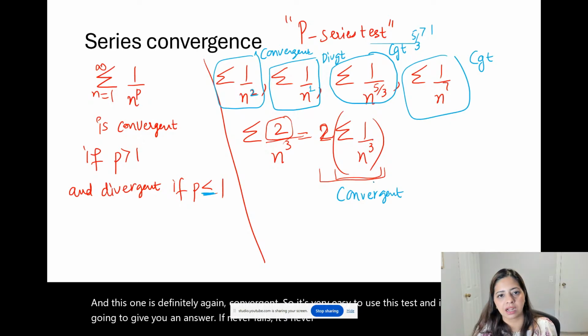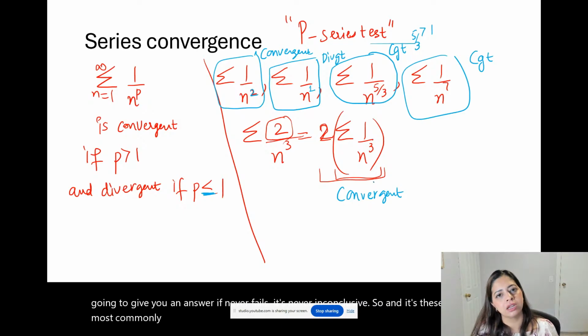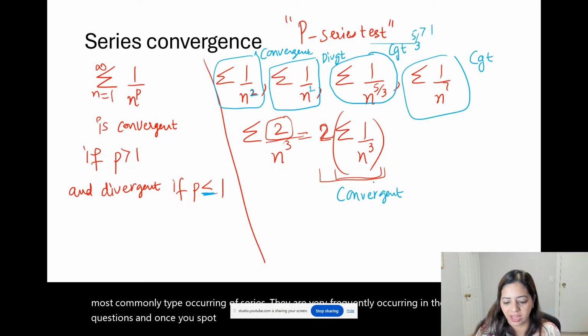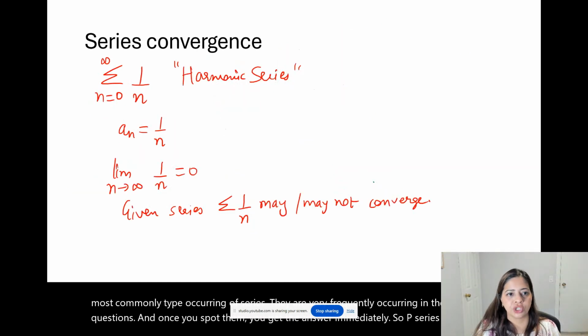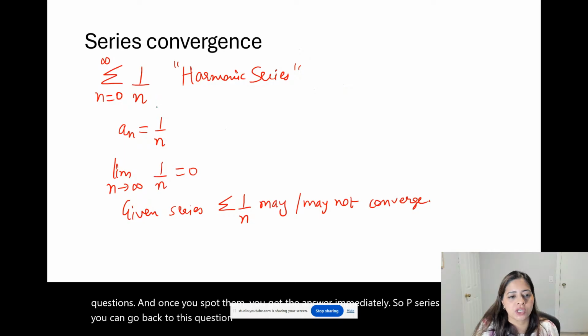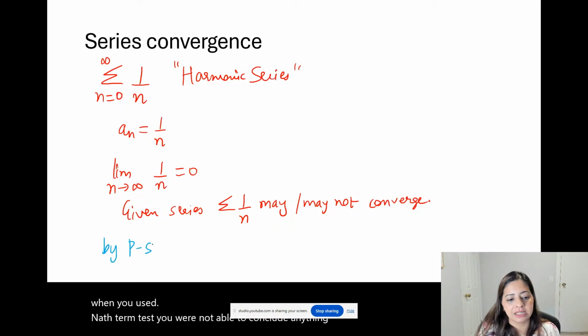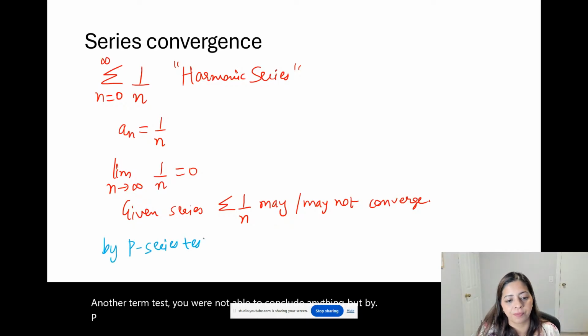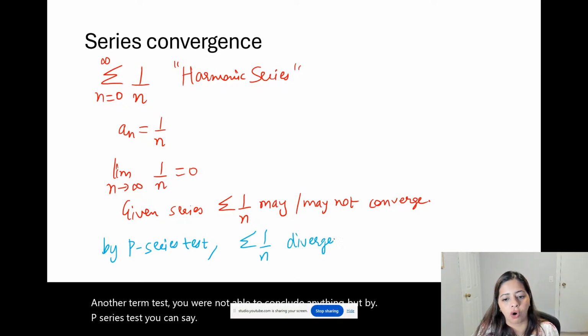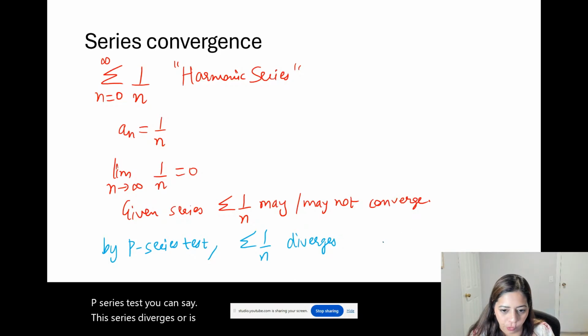These are the most commonly occurring types of series. They are very frequently occurring in these questions. And once you spot them, you get the answer immediately. So that's the P series test. Now you can go back to this question. This harmonic series was the series which was given to us. When you used the nth term test, you were not able to conclude anything. But by the P series test, you can say this series diverges or is divergent, however you want to write it.